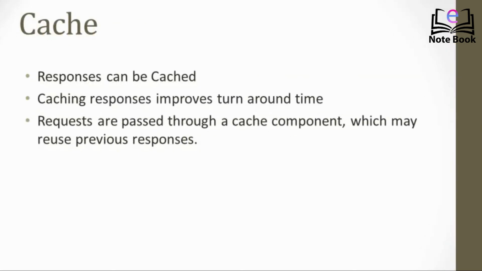The cache constraint. Response messages from the service to its consumers are explicitly labeled as either cacheable or non-cacheable. This way, the service, the consumer, or one of the intermediary middleware components can cache the response for reuse in later requests. Requests are passed through a cache component which may reuse previous responses to partially or completely eliminate some interactions over the network. This form of elimination can improve efficiency and scalability and can further improve user perceived performance by reducing the average latency during a series of interactions.